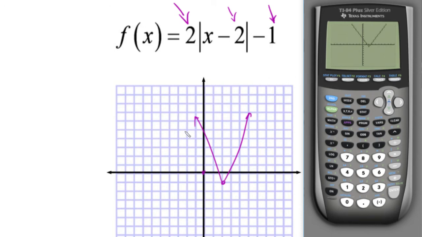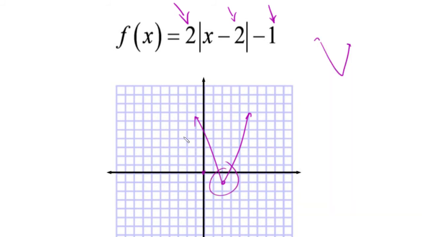So the relative minimum is also the absolute minimum, and it is this point here. That is where you stopped going down, and now you're going back up. So this point here is the relative minimum.